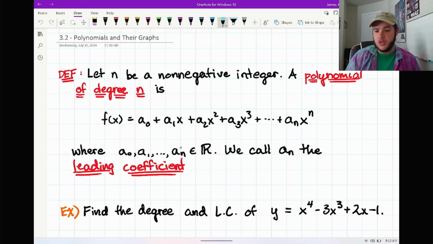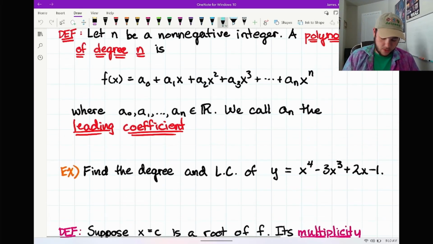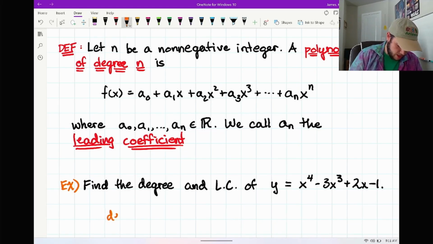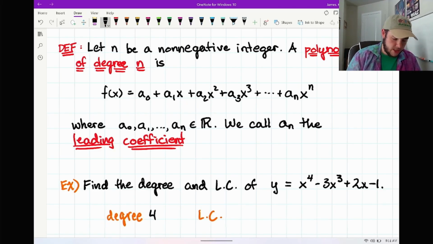A0 through an are what we call the coefficients on each term, but an, the one that is attached to the highest degree term, is what we call the leading coefficient. Quick example, just to get used to this vocab. What is the degree and leading coefficient of this polynomial? Well, the highest power that shows up is 4, so it's degree 4. And the leading coefficient, or LC, is the number being multiplied by that term. Remember, when I don't see anything there, that's a 1, right? So the leading coefficient of this one is 1.